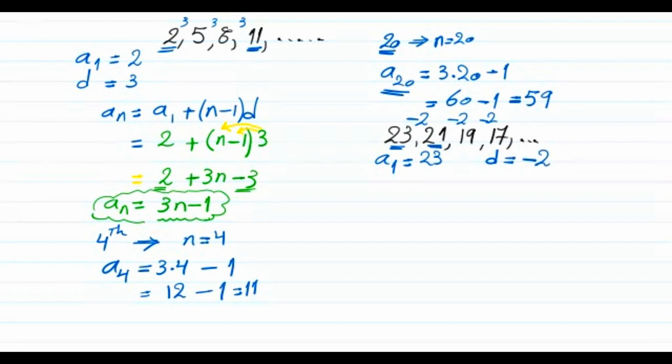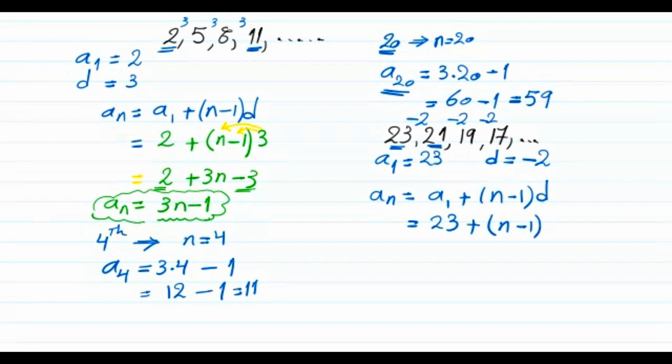How to find the rule? I know that is the rule: an equals a1 plus n minus 1 times d. It equals a1, which is 23, plus n minus 1 times negative 2. Focus on this one. We have to multiply all terms inside the parentheses by negative 2. So I have to multiply it like this.